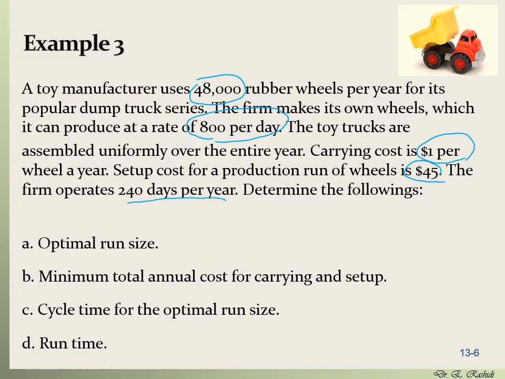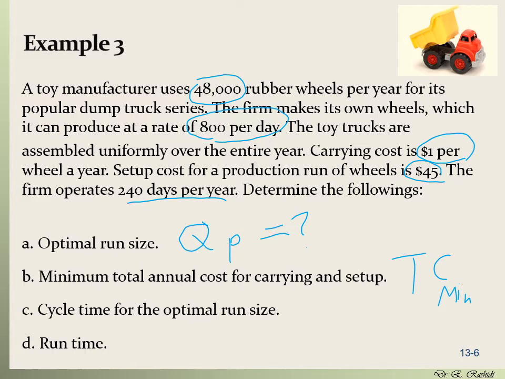Determine the following. A. Optimal run size. That's the QP production quantity at optimality. So what is QP? Run size. B. Minimum total annual cost for carrying and setup. So that's the total cost, minimum total cost.